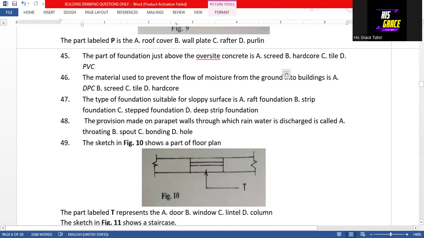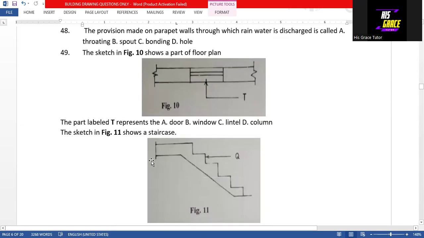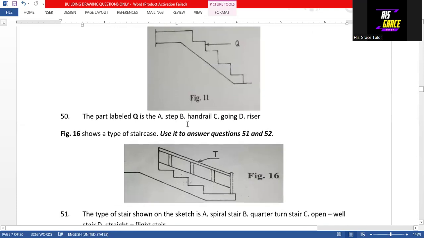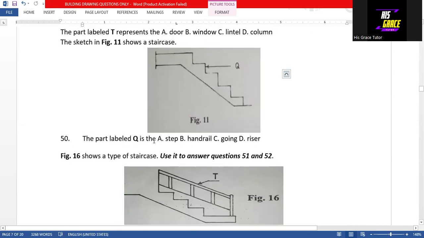Then question 48 says that the provision made on parapet walls through which rainwater is discharged is called troughing. So option A is the answer to question 48. Then question 49. We are making use of this diagram to answer question 49, which says that the part labeled T is a window. So that is option B, the answer to question 49. Then question 50, the part labeled Q is a riser. That is option D, the answer to question 50.